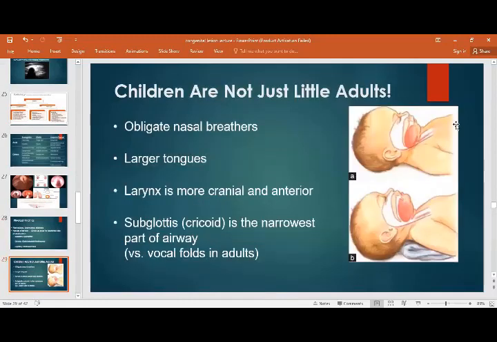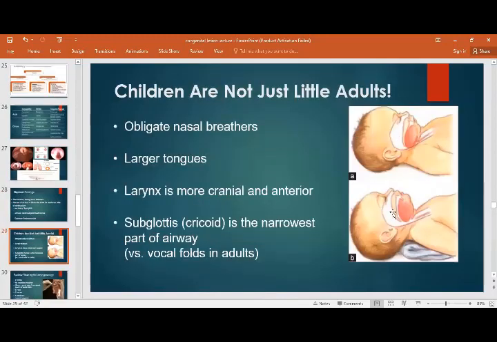So again, you need to understand that they are obligate nasal breathers, and they have a little bit larger tongue, and the larynx is more cranial and anterior. So any condition, any inflammation, any disease which interferes with airflow, they will easily get into respiratory distress and obstruction.